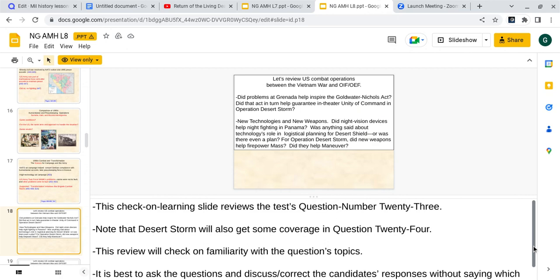Then for Operation Desert Storm, did new weapons help firepower mass? Absolutely. For Desert Storm, now we've got tank technology, we've got really sophisticated helicopters, and they also helped maneuver, because when you have tanks and helicopters, it really helps you to move your enemy into strategic positions where they have a lack of advantage.